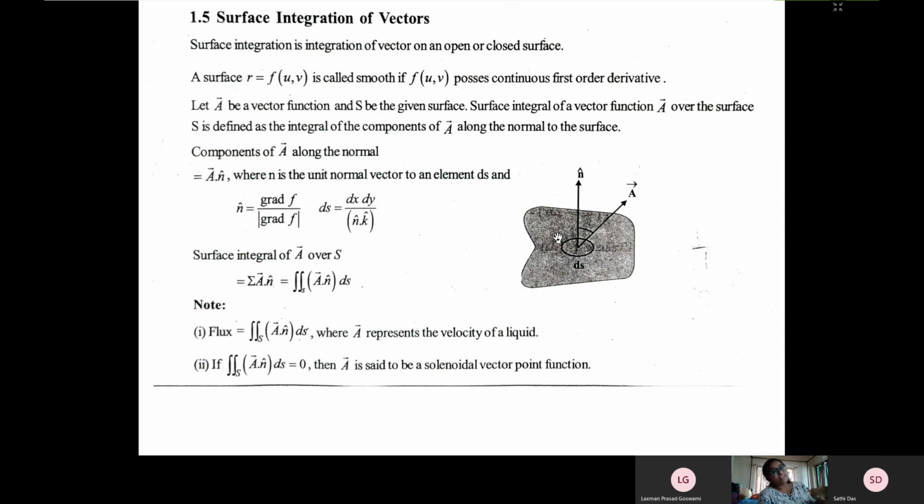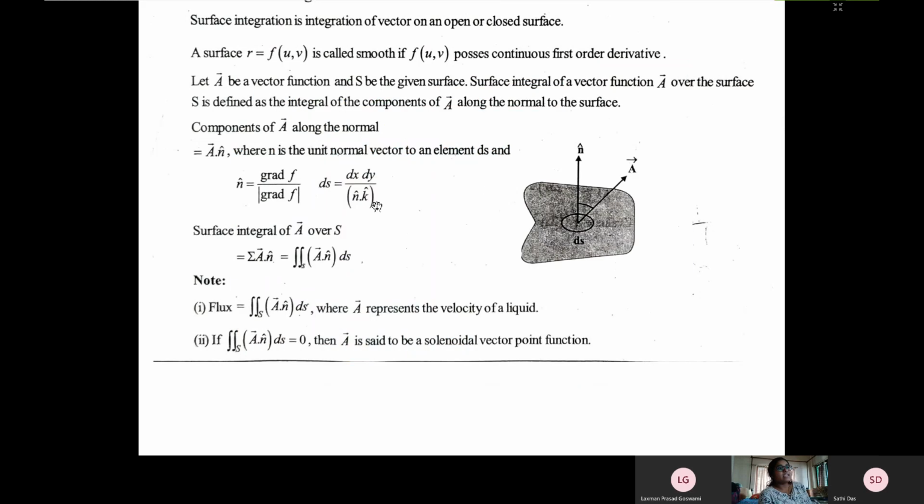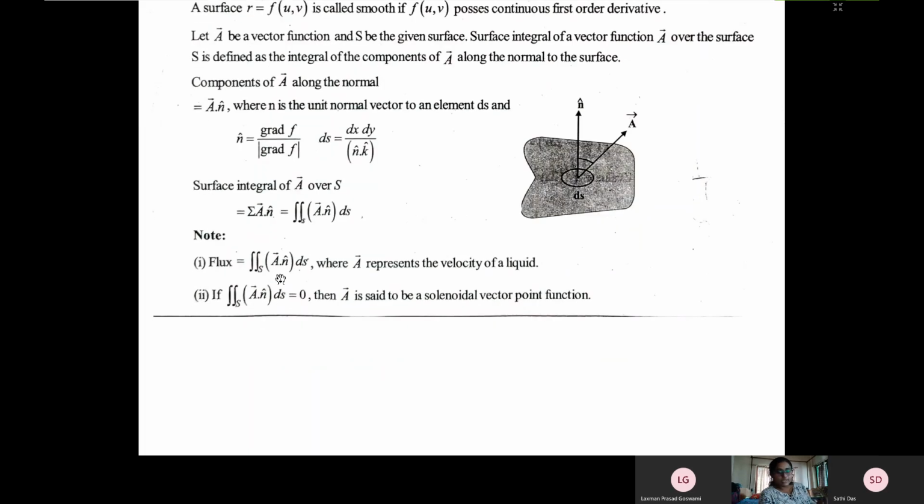If the surface is within the yz plane, the direction of the surface will be along x cap. If the surface is along the xz plane or zx plane, the direction of the surface will be along y cap. So the perpendicular direction is what is represented. The surface integral is represented as the integral of A dot n cap ds, where ds is the surface element and n cap is the direction of that surface element ds.